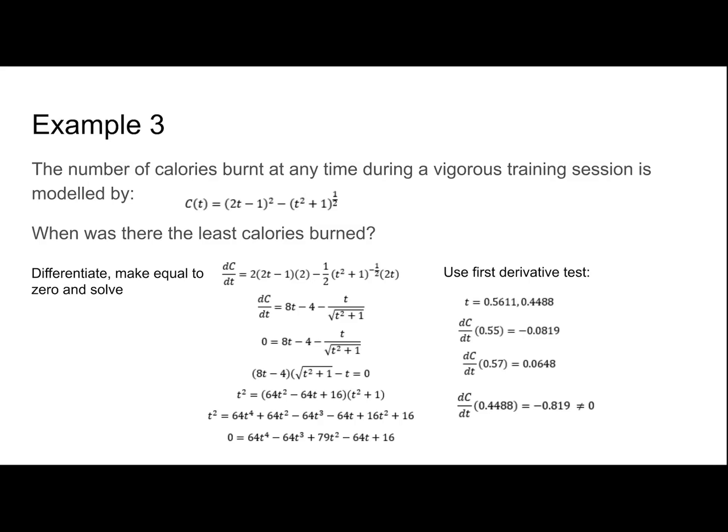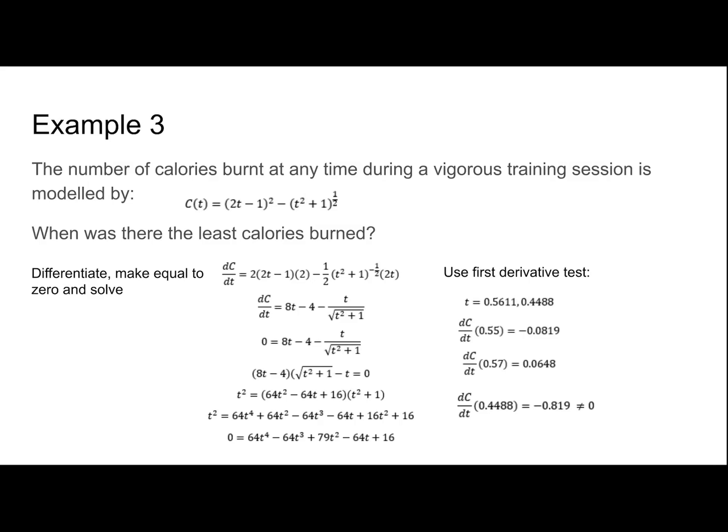If we substitute 0.57, we'll get 0.0648. That's positive, which means that at t equals 0.57, the amount of calories was increasing, so the rate of change of calories is increasing. Basically, we went from decreasing to increasing, which means the shape drawn out was a minimum turning point, which means we found our minimum turning point.